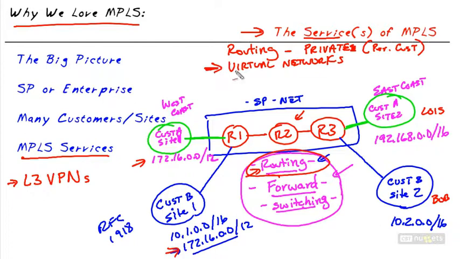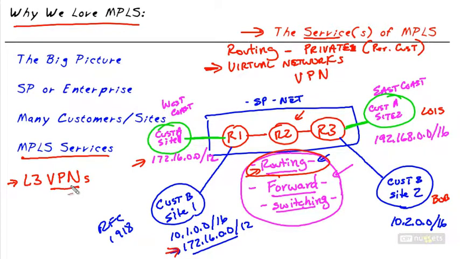So effectively, we virtualized our networks. We have a set of networks for customer A and another set of networks for customer B. And from a customer point of view, they are separate from each other. So if you have these virtual networks that are private from each other, for example, customer A and customer B, you could say that is a virtual private network. And that's what the VPN refers to in Layer 3 VPNs, virtual private networks.